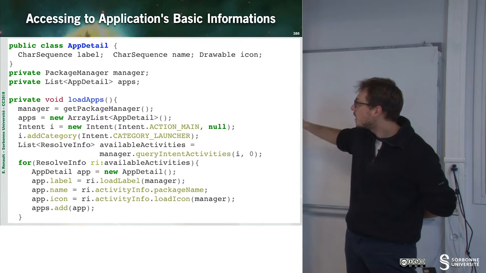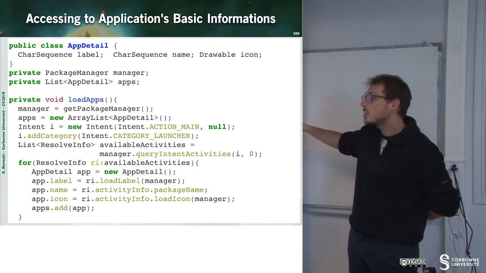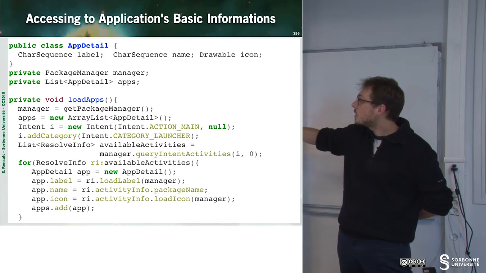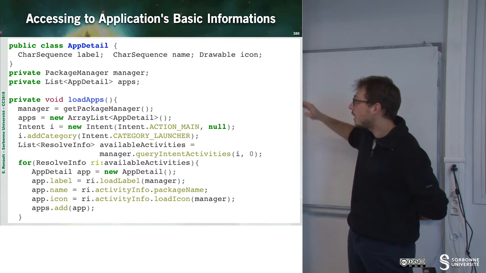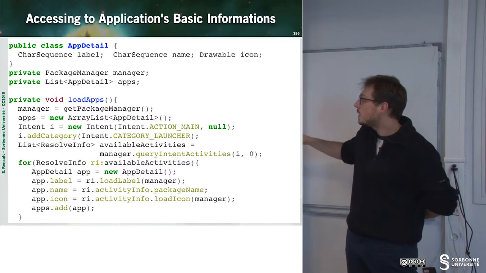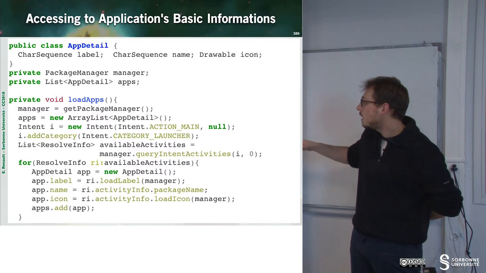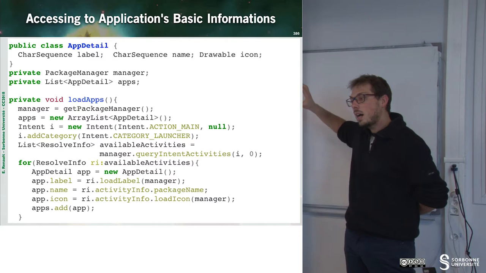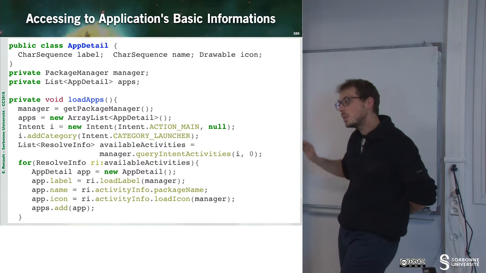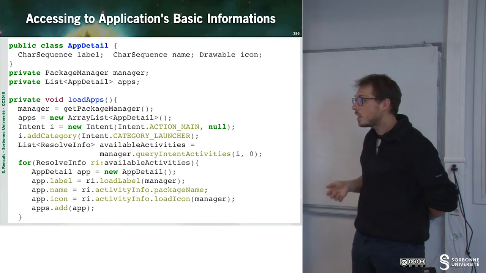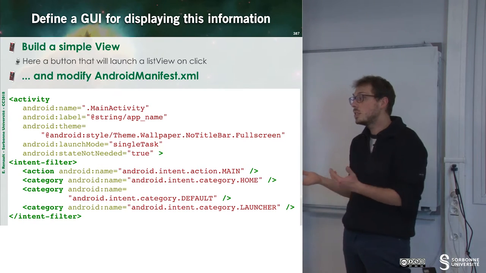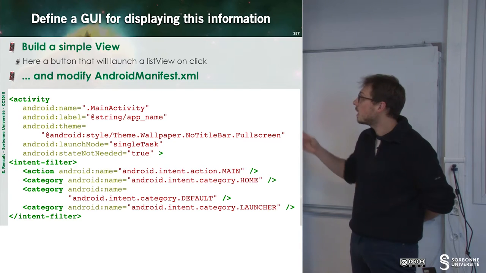Then I can just query intent activities with the intent I have just specified. The result will be returned inside a list of ResolveInfo, and then I can build a new app detail and grab the label, the package name, the icon, and so on. And this is it. I have interrogated my system in order to know what the activities installed on my phone are.